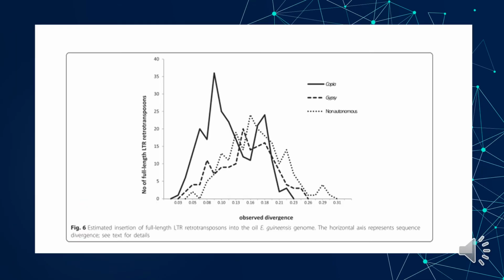Result from figure 6 indicates the estimated insertion of full-length LTR in the Elaeis guineensis genome. There are two peaks of copia elements that have massive insertion, and only a single peak arising for gypsy elements and non-autonomous LTR retrotransposon.